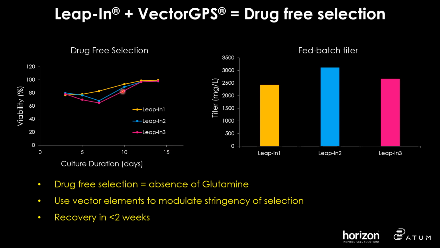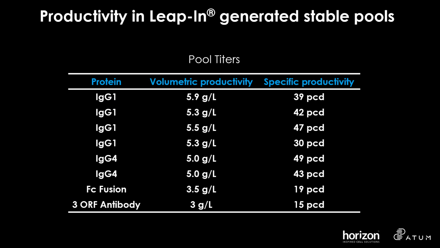In this case, you can see selection in about 10 to 12 days and titers in the 2.5 to 3 gram per liter range. I'd like to mention that our next generation vectors actually select even quicker than this. We see selection in about 5 to 7 days and even higher titers. Here you can see an example of 6 antibodies showing titers from 5 to nearly 6 grams per liter, and in this case an Fc fusion molecule and another 3-chain bispecific in the 3 to 3.5 gram per liter range.